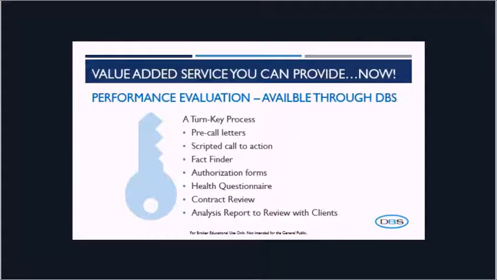We have the fact finders, the authorization forms, health questionnaires, and ultimately we're going to come up with about a 15-page report that gives a pretty in-depth analysis of where that policy is, or policies if they have more than one. Keep in mind there are minimums in order to get the full-blown performance evaluation. We require a $10,000 minimum premium. This would include 1035 proceeds coming from the in-force policies. So it's a reasonably met expectation or threshold, if you will, for most situations.